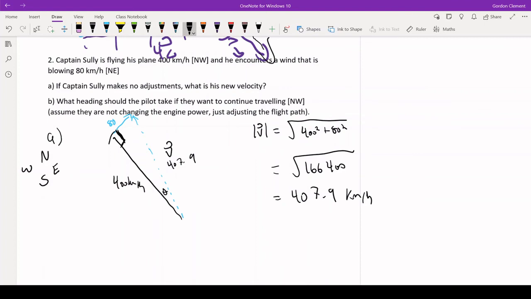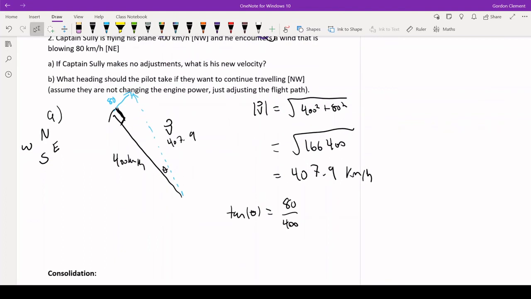So we'll want to figure out this angle here, because that's sort of how far off of northeast he's now traveling. So the tan of that angle is 80 over 400. Well, let's see if I can get that in my calculator. 80 divided by 400 is 0.2. That's nice. It's about 11 degrees. So that's 11 degrees.